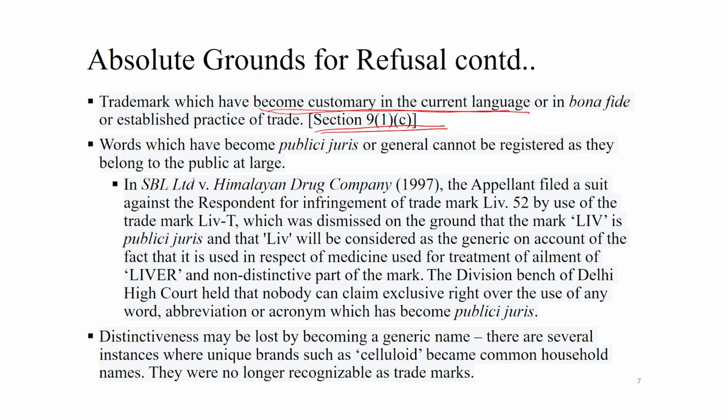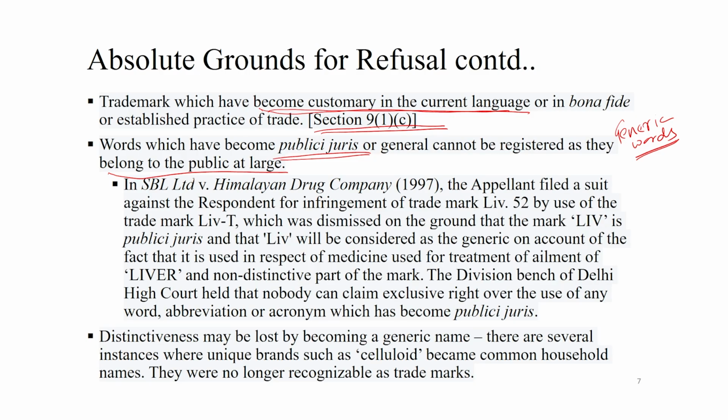Words which have become generic words, which have become publici juris, or which are words common to a trade. These words cannot be registered. Why? Because these words belong to public at large. So generic words are not registrable. Words which have become publici juris are not registrable.